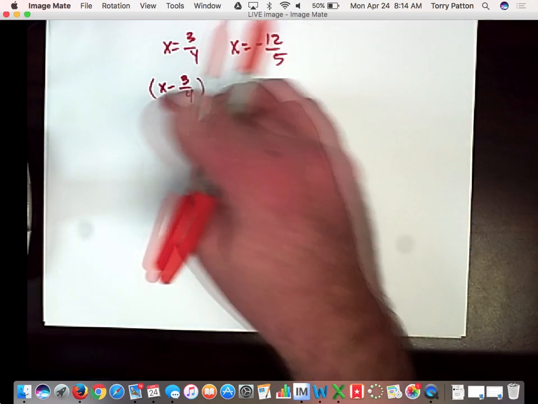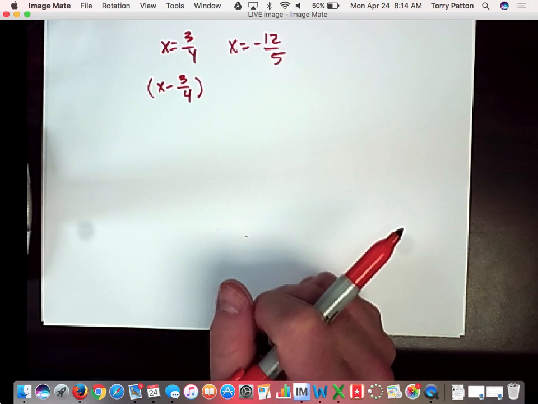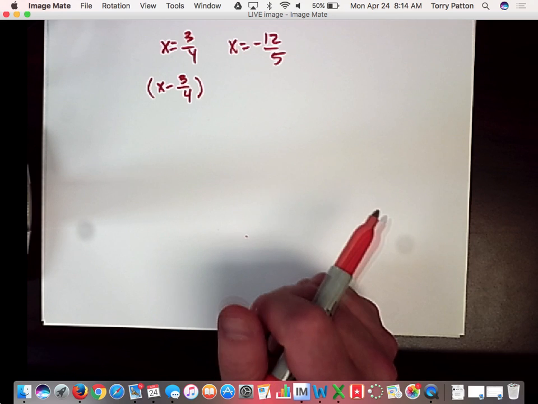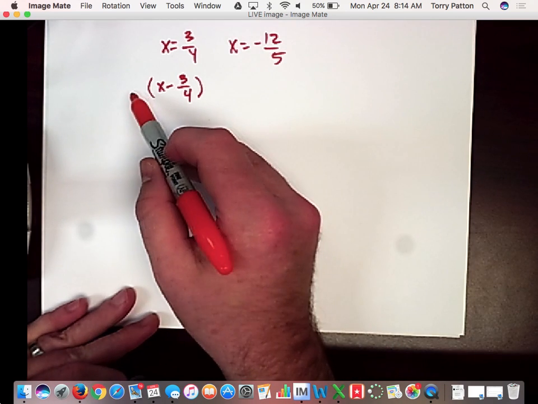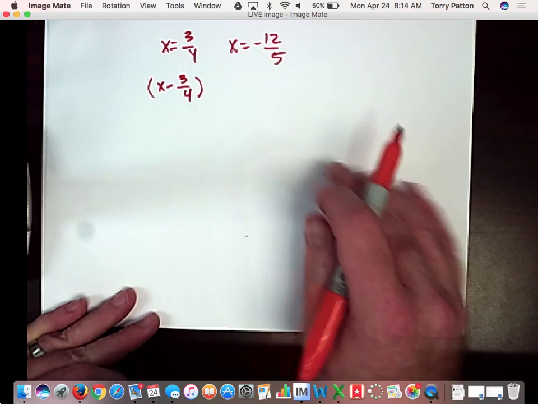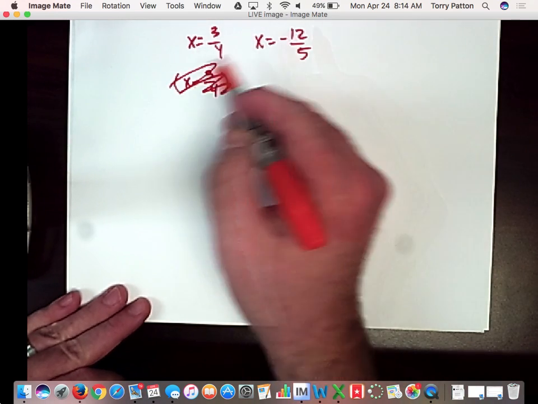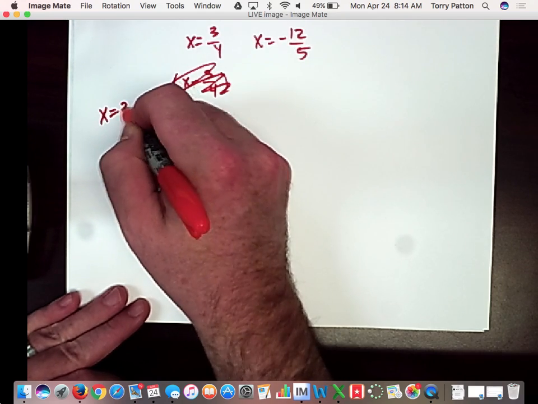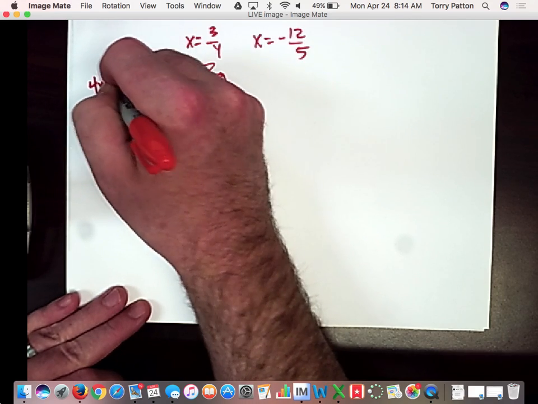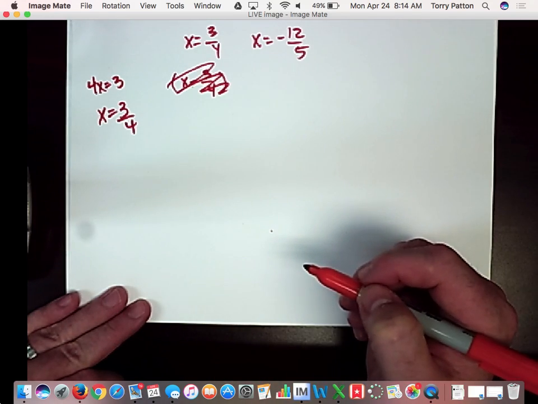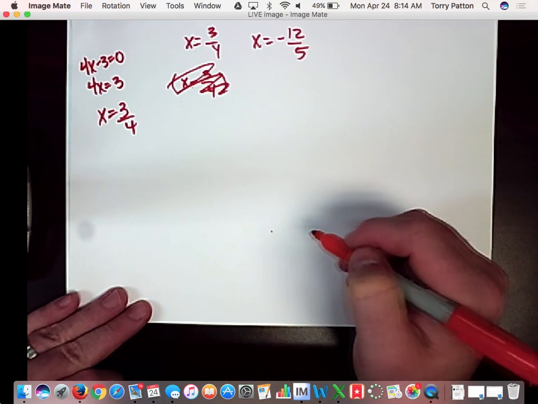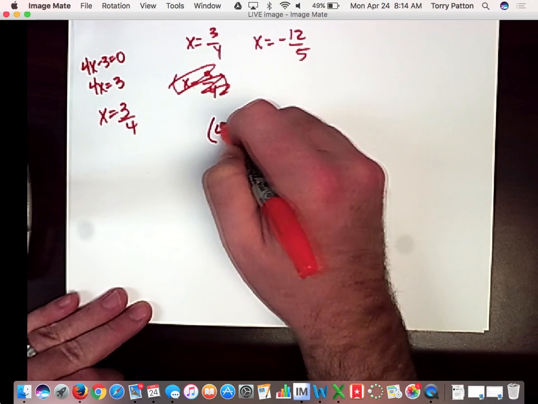Right? Because if you said x minus 3/4 equals 0, then you'd have x equals 3/4, right? But you can't have a fraction. So what we could do is multiply everything by 4. Here's a better way to think about it. If you got x equals 3/4, the step right before that was 4x equals 3. And the step right before that was 4x minus 3 equals 0. So the factor is 4x minus 3.